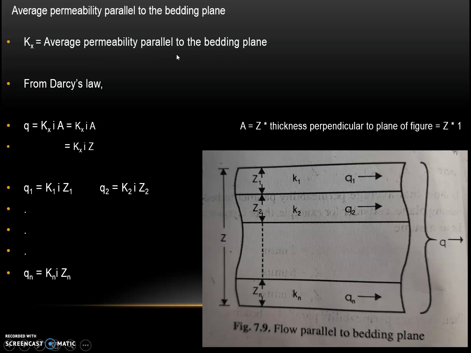Kx is equal to the average permeability parallel to the bedding plane. From Darcy's law, Q equal to Kx i into A. A is equal to Z into thickness perpendicular to the plane of the figure. So, let us consider the thickness perpendicular to the plane of the figure to be equal to 1. So, A will be equal to Z into 1. So, Q1 will be K1 i into Z1. Similarly, Q2 will be K2 i Z2 and so on. So, finally, Qn can be written as Kn i Zn.